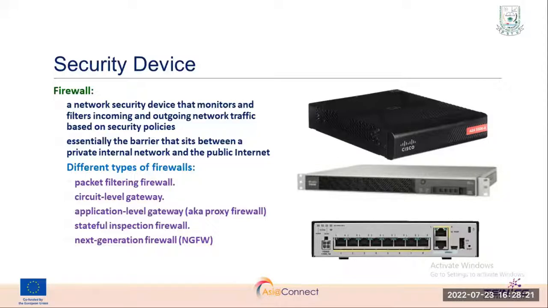There are different types of firewalls: packet filtering firewalls, that will automatically filter the packets which are from illegitimate sources or the packets whose jitters are not matched; circuit level gateways; application level gateways, proxy firewalls; stateful inspection firewalls; and next generation firewalls.